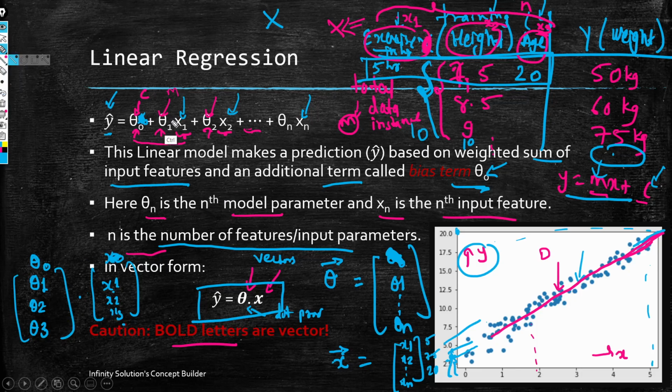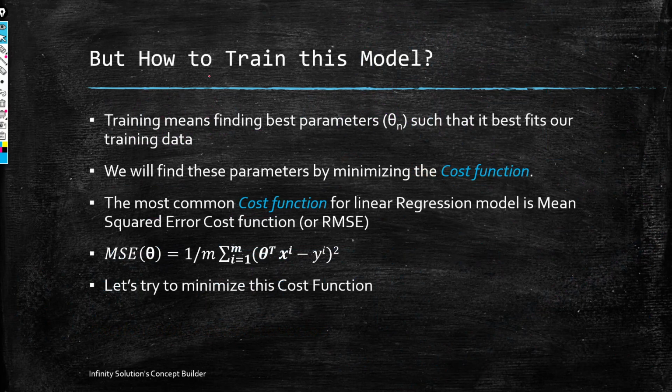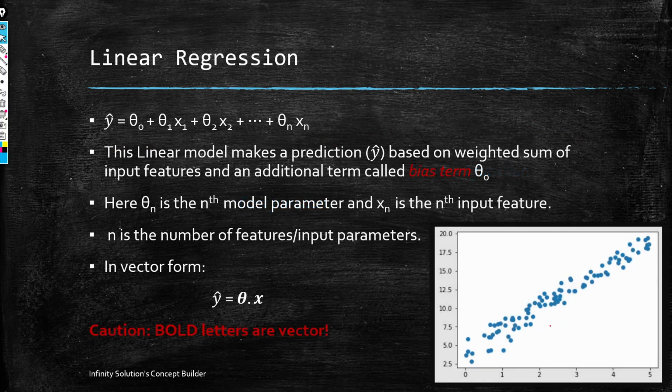Now, next slide. So let me just clear things. Now how to train this model? As I said, training is nothing but finding the best parameters, thetas, which best fit our training data. You can see here in this training data there should be some line that best fits this, and this is nothing but our training. After training we'll get this line, which best fits.